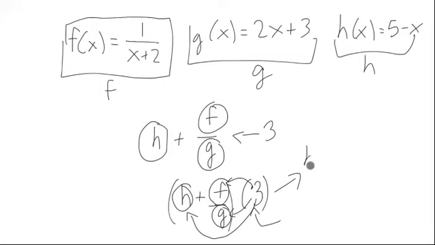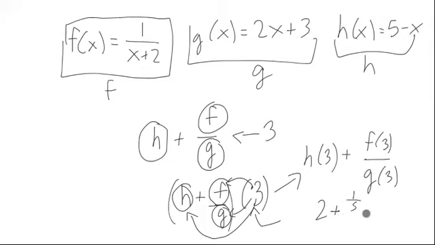It's just shorthand for what we're doing. So we could say this is h of 3 plus f of 3 over g of 3, which is the longhand, and we can compute. H of 3: plug 3 in, we get 2. F of 3: we plug in, we get 1 over 3 plus 2, which is 1/5. G of 3: we plug 3 in for x, we get 2 times 3 is 6, plus 3 is 9, so 1/5 divided by 9.